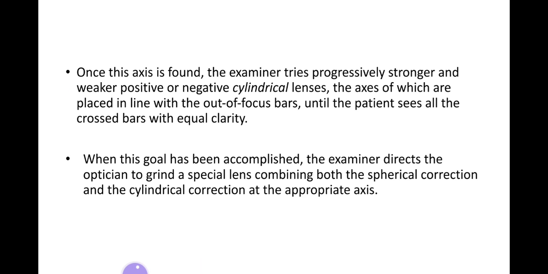Once this axis is found, the examiner tries progressively stronger and weaker positive or negative cylindrical lenses, depending upon the myopic or hyperopic patient, the axes of which are placed in line with the out of focus bar until the patient sees all the cross bars with equal clarity. When this goal has been accomplished, the examiner directs the optician to grind a special lens combining both the spherical correction and the cylindrical correction at the appropriate axis.